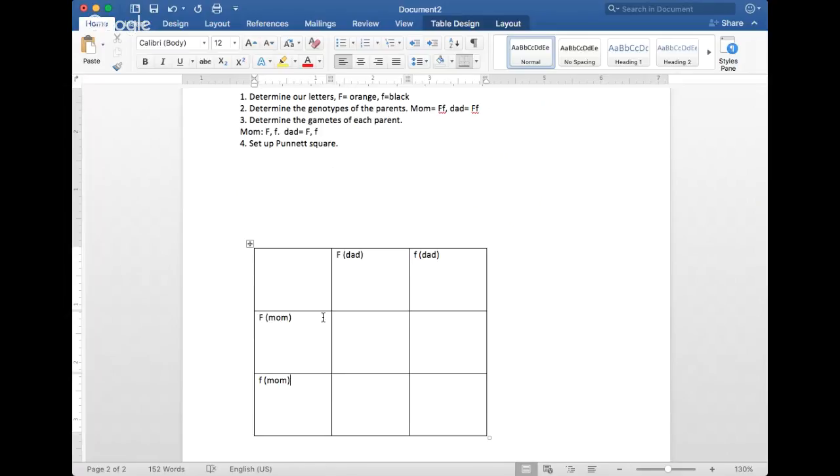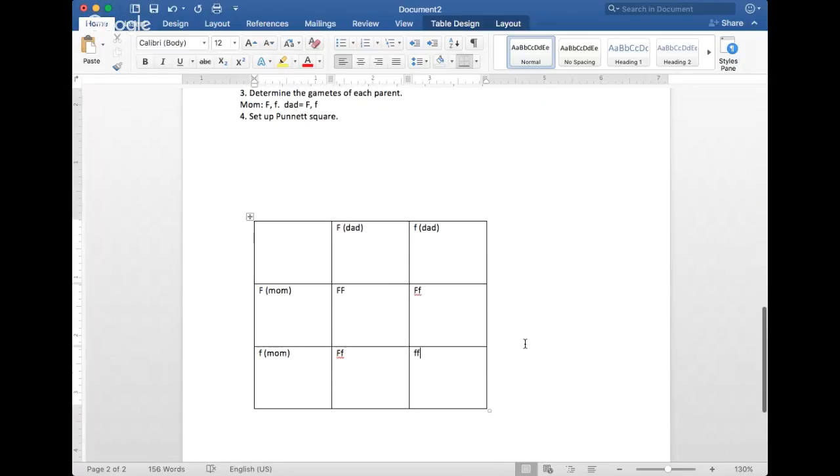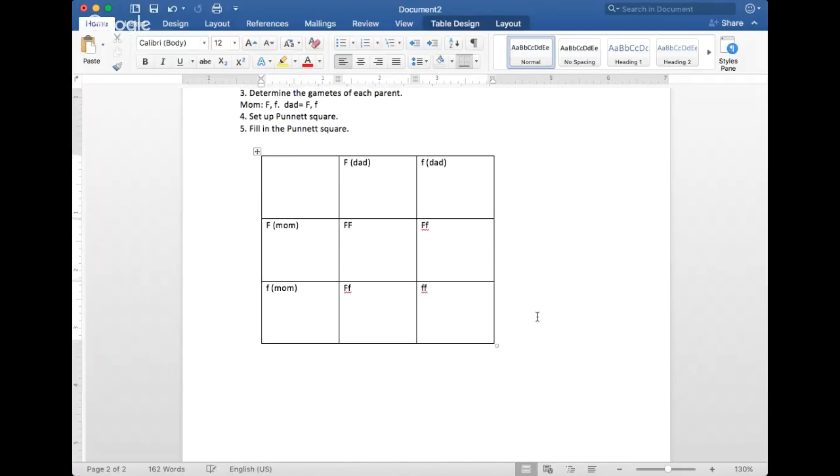Then we can fill this in and we see, okay, you can get a big F from dad and a big F from mom, or you can get a big F from mom and a little f from dad, or a big F from dad and a little f from mom, or a little f from dad and a little f from mom. So these are all of our options, and that's our last step, right, is fill in the Punnett square. So we fill in our Punnett square, looks fantastic.